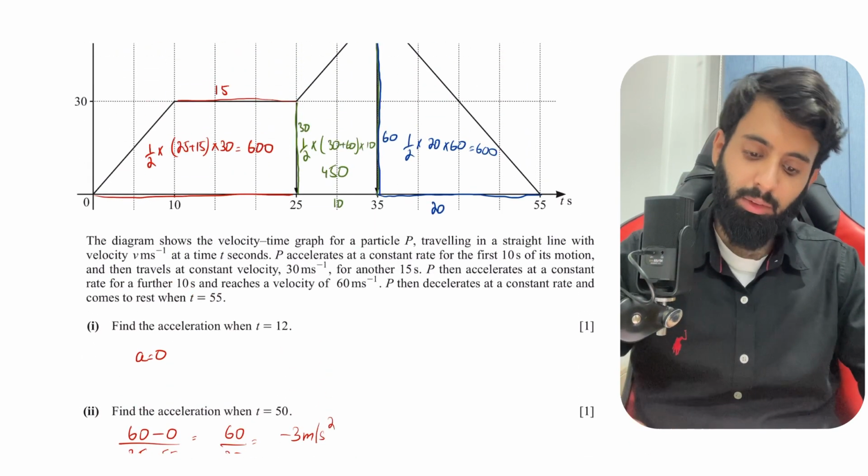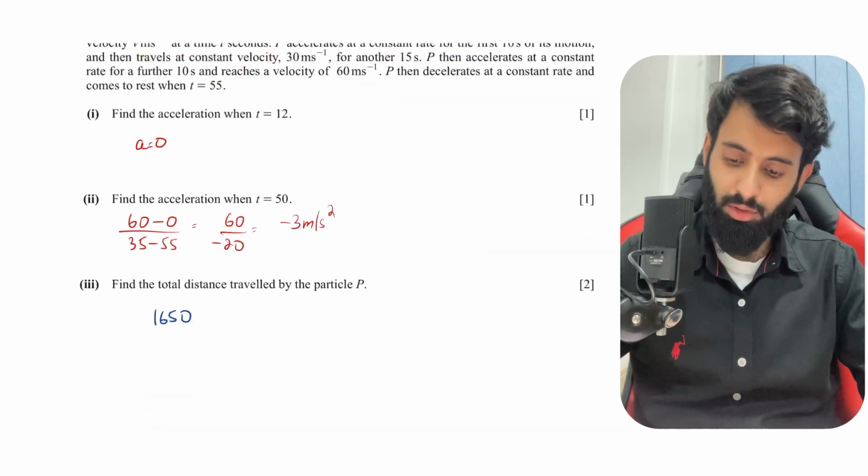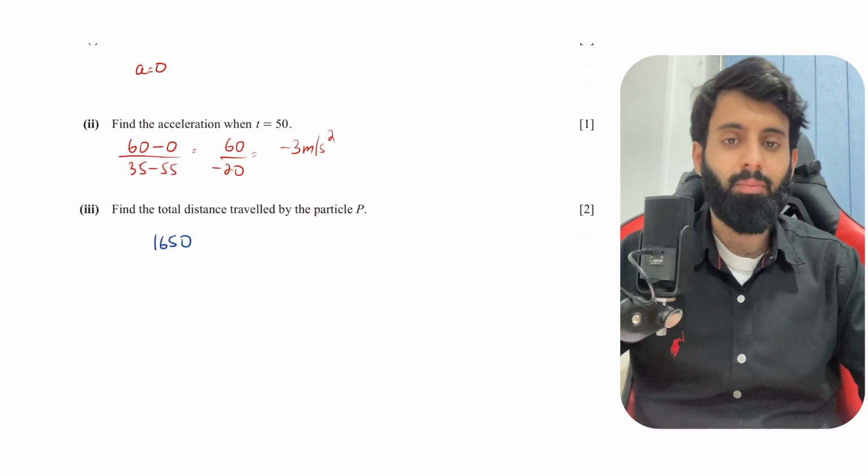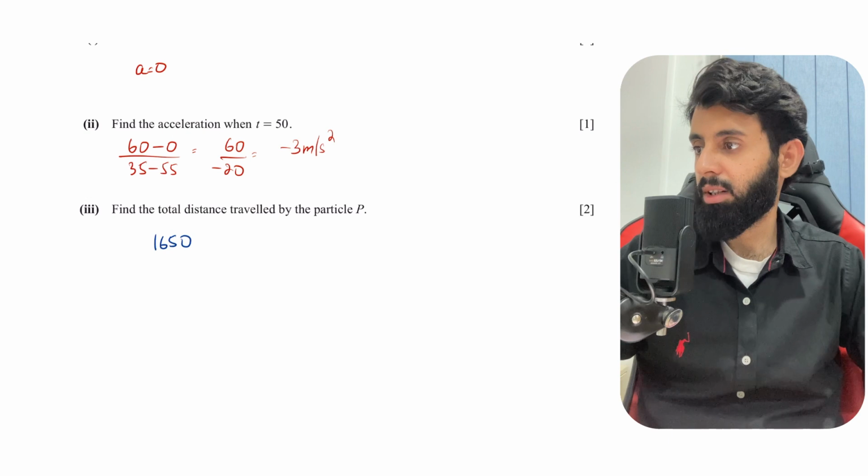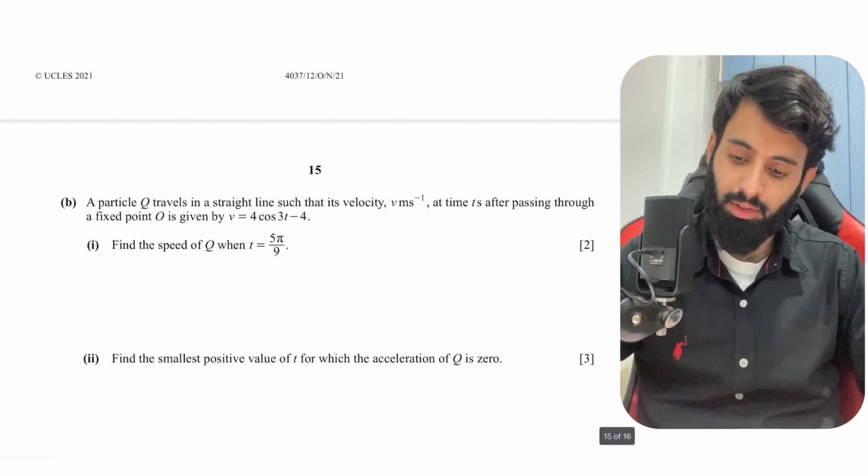And the working that I've done over here is something that you should do too, so that you get the 2 marks. And let's check the answer. Yep, 1650 is the correct answer.